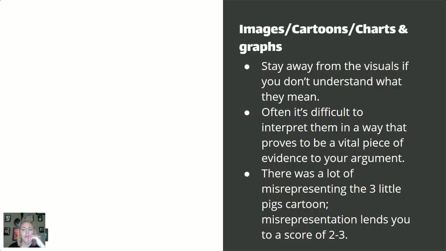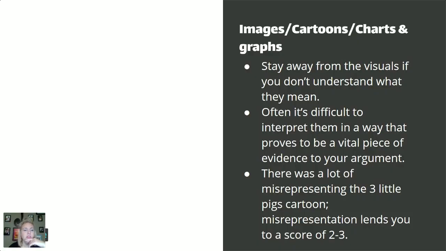Often it's difficult to interpret them in a way that proves to be vital to your argument. So you might be able to find a way to interpret it that would be helpful, but it's not going to be the nail in the coffin. It's not going to be the thing that gets you over the edge to a great score if you're not sure what it means. Okay.